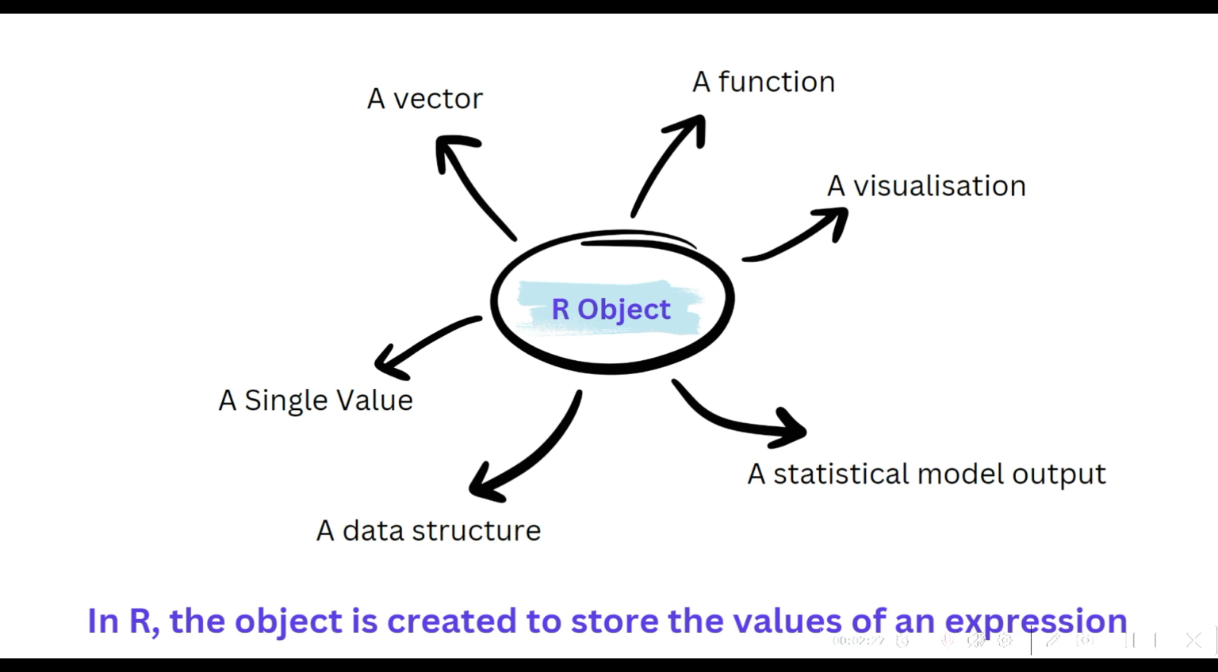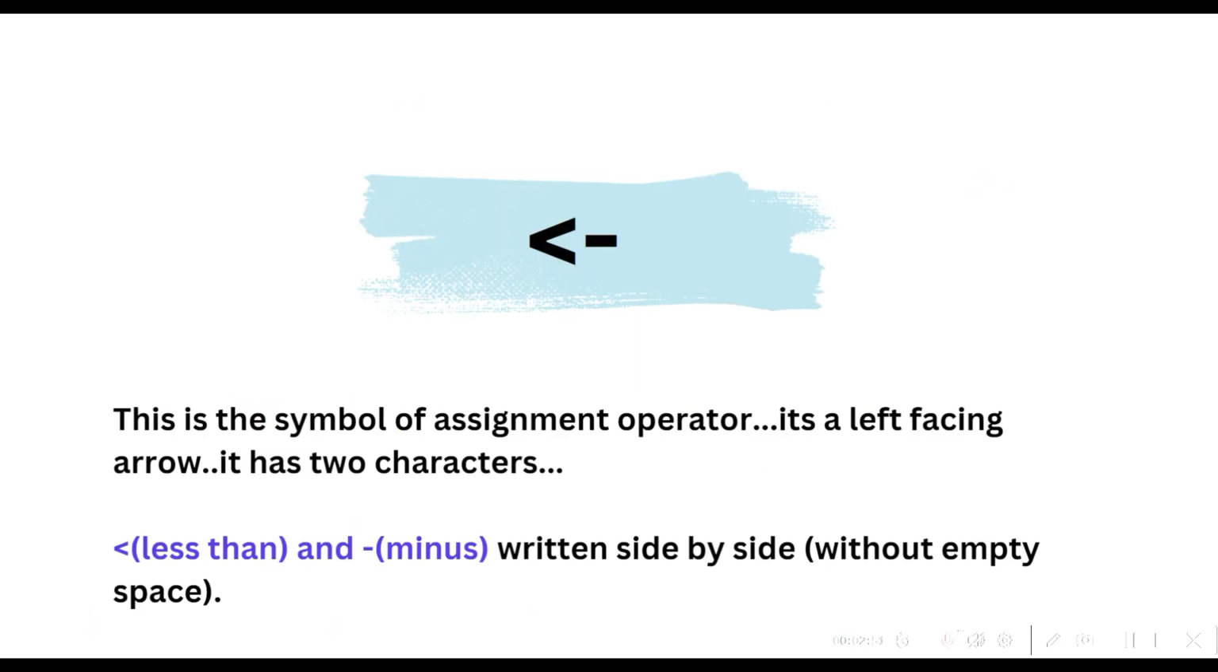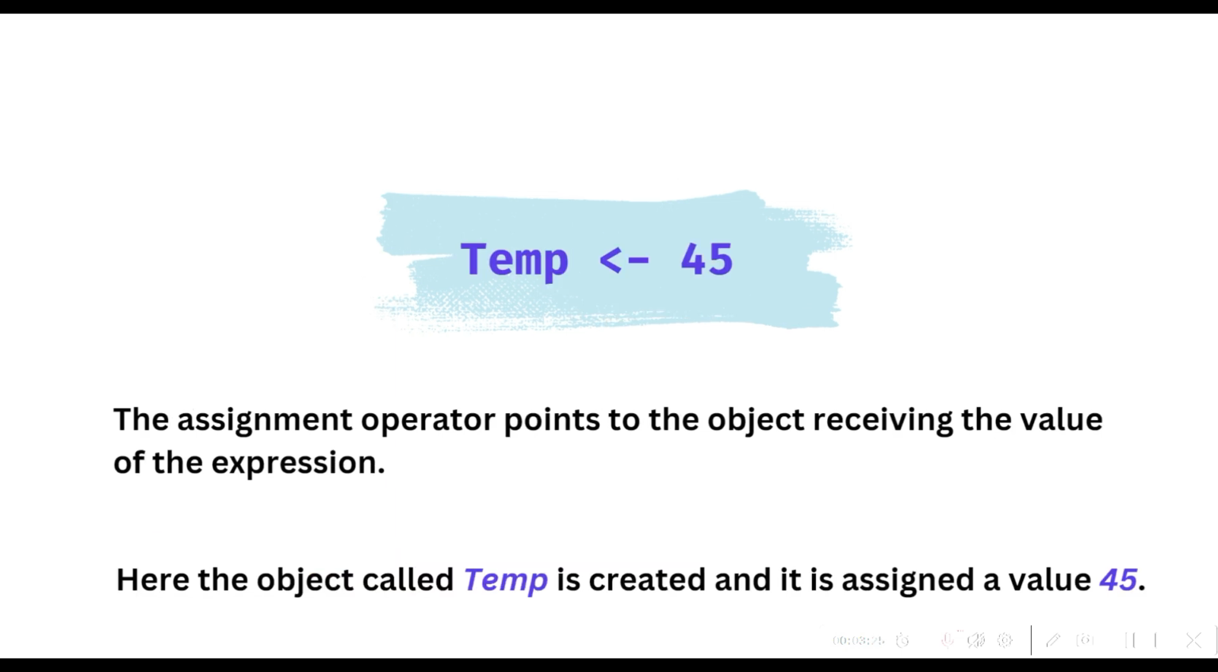Now the next question is how to create an object in R. An object gets created in R using an assignment operator. This is the symbol of the assignment operator. It's a left-facing arrow. It has two characters, a less than symbol and a minus symbol. Both these symbols are written side by side without empty space. The assignment operator points to the object receiving the value of the expression. Here the object called temp is created and it is assigned a value 45. So if I type temp in the console, R will show 45 as the value stored in the temp object.